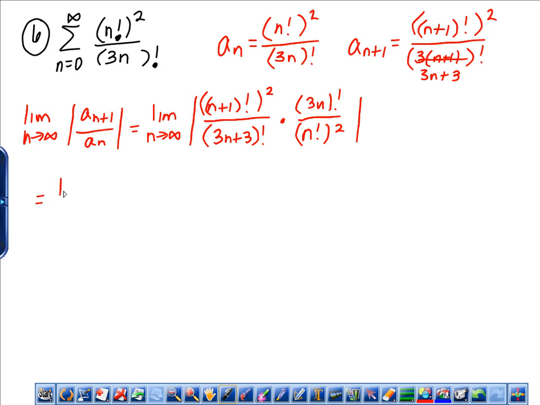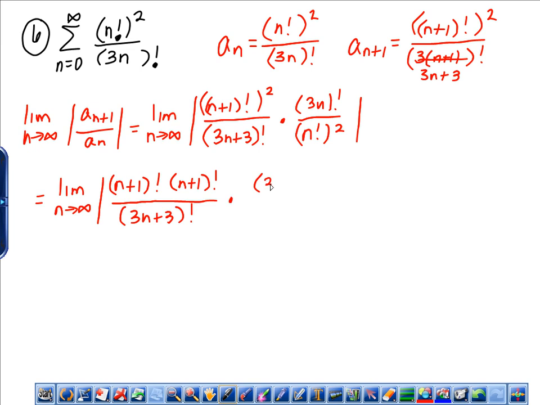All right, one last thing before we start really crossing out stuff and all that. Let's think about what n plus 1 factorial squared is. It's n plus 1 factorial times n plus 1 factorial, right? And then this is just 3n plus 3 factorial. And over here, we have 3n factorial. And down here, I'm going to go ahead and write this as n factorial, n factorial. Okay, now we're ready to go.